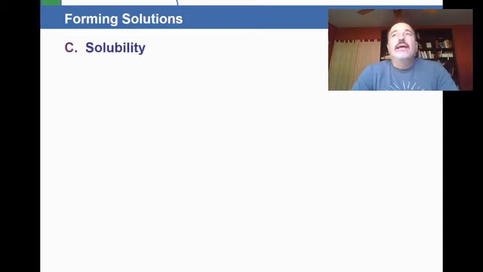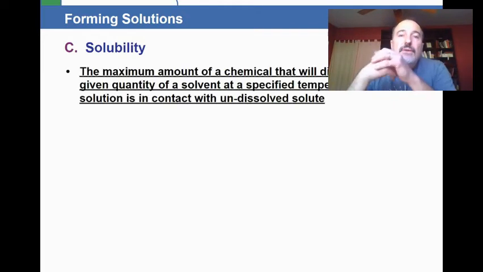Now, another concept we're going to be talking about is solubility. Solubility is the maximum amount of a chemical that will dissolve in a given quantity of a solvent at a specified temperature while the solution is in contact with undissolved solute. In other words, a certain volume of water can only hold a certain amount of sugar, for example.